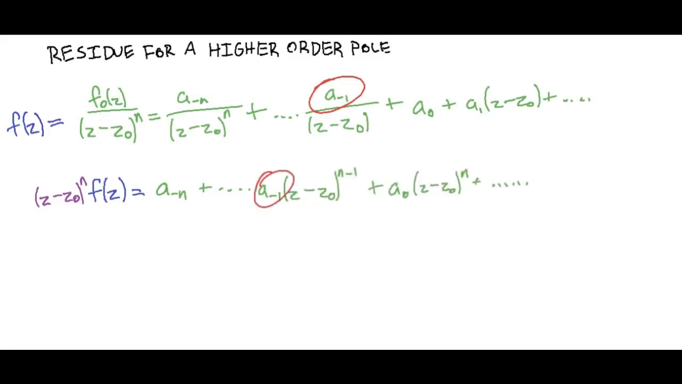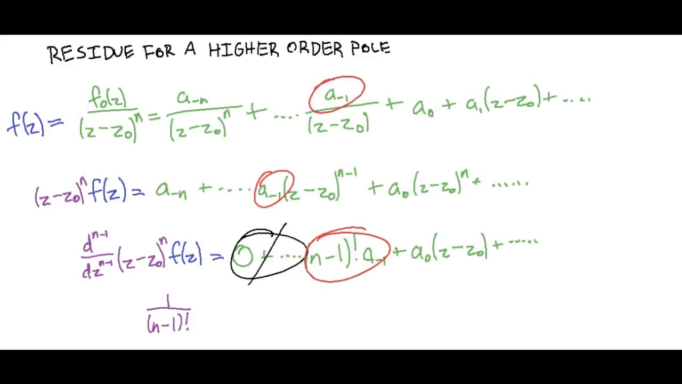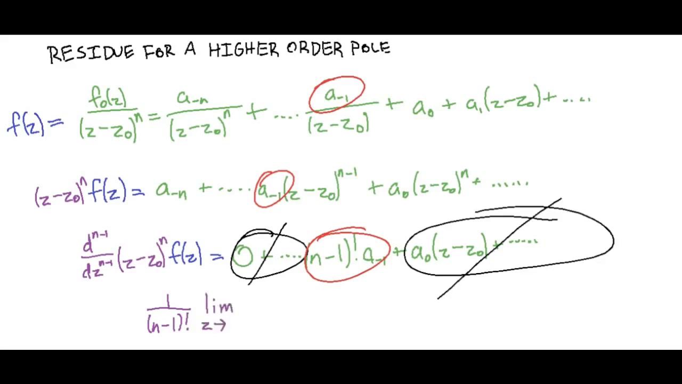To get rid of the z's attached to our a sub minus 1 number, we're going to take n minus 1 derivatives of our function. That will bring every number before it down to 0, leave a sub minus 1 a constant, and then the infinite amount of terms in front of it. It's important to notice that because of the derivatives, we now have n minus 1 factorial multiplied by our a sub minus 1. So I'm going to do two steps in one. I'm going to divide our equation by n minus 1 factorial, and then just like for a simple pole, take the limit as z goes to z naught. There's our residue.